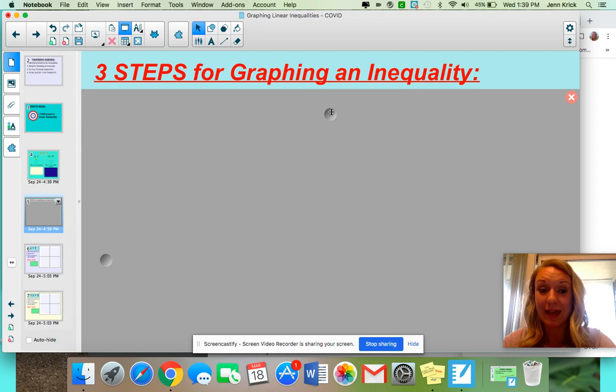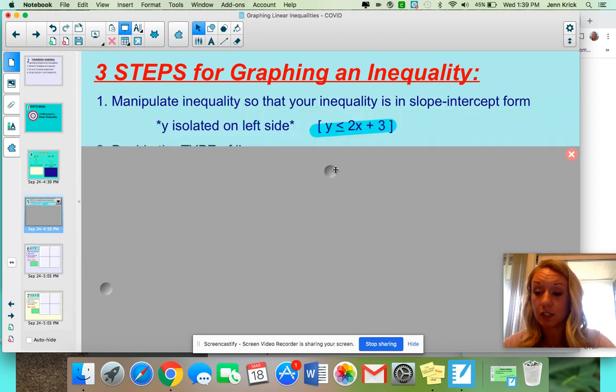All right, so step number 1, you need to manipulate the inequality so that it's in slope-intercept form, meaning that y is isolated on the left side. If I were to ask you to graph this, this is just like graphing a line. You'd start with your y-intercept of 3, and then you go up 2 over 1. Okay, it's in slope-intercept form.